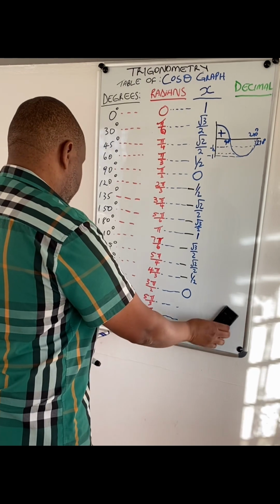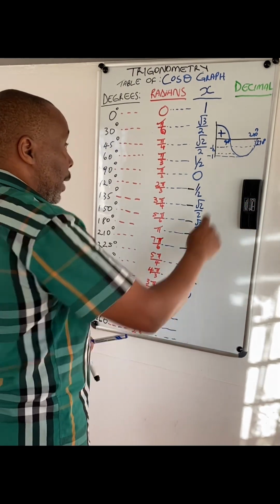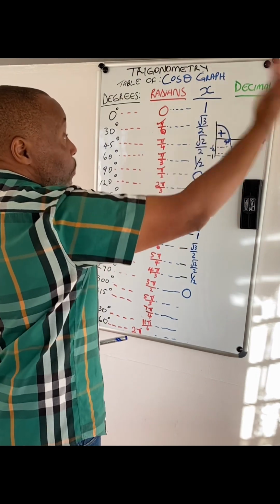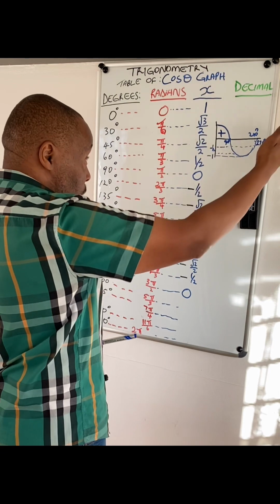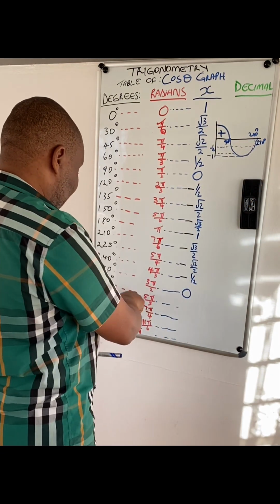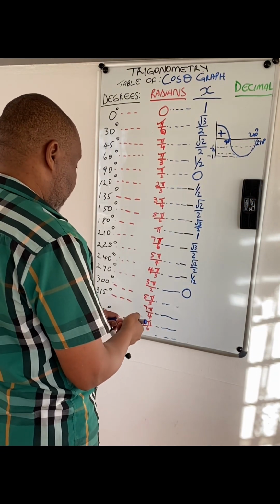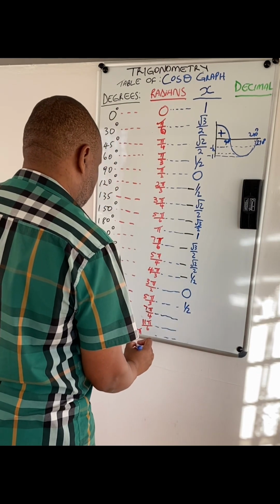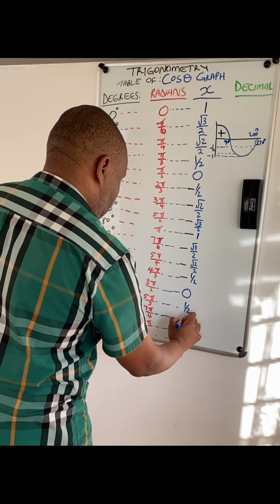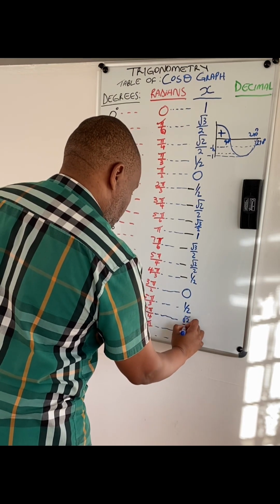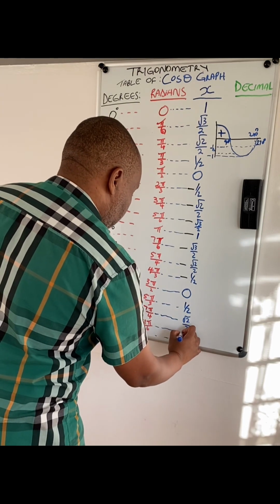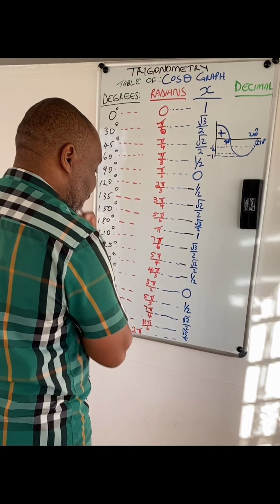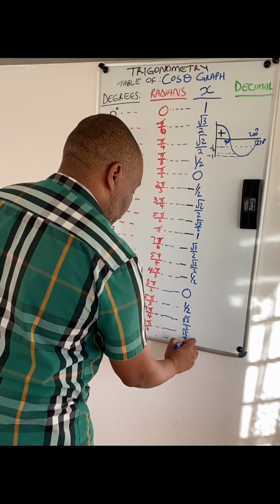At 300 degrees, it's now above the x-axis, which makes it positive because the y value also is positive now. So 300 degrees would give us a positive half. 315 would give us a positive √2/2. At 330, a positive √3/2. And at 360 degrees, it takes us back to 1. It gives us a 1.